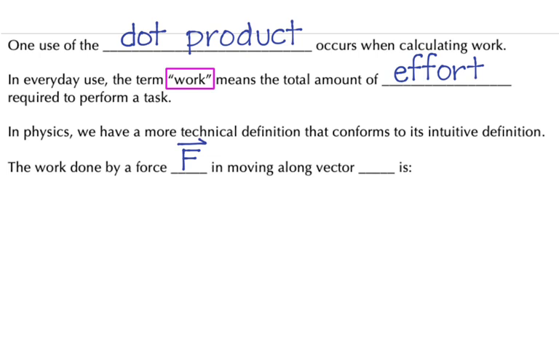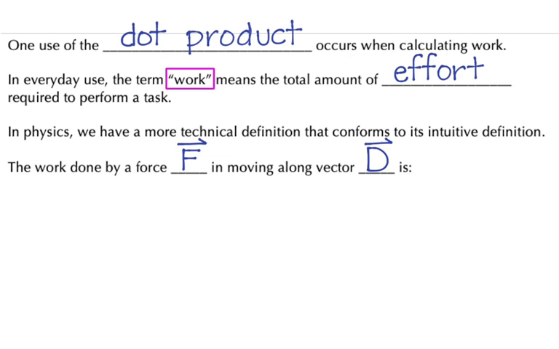And we realize that the vectors that we're going to be using for the dot product are very specific. One of them is a force vector, and the other one is moving along another vector, which we use the letter D. The name of moving along a vector is the displacement.